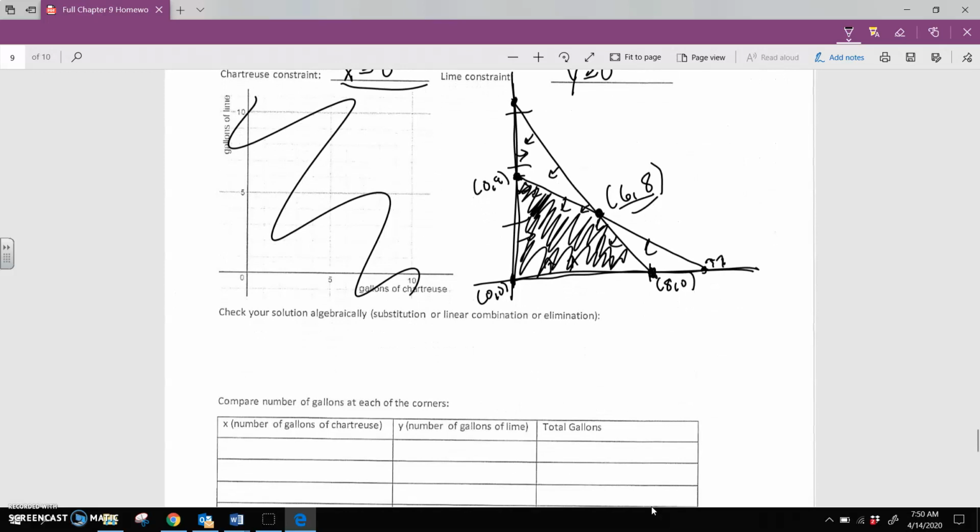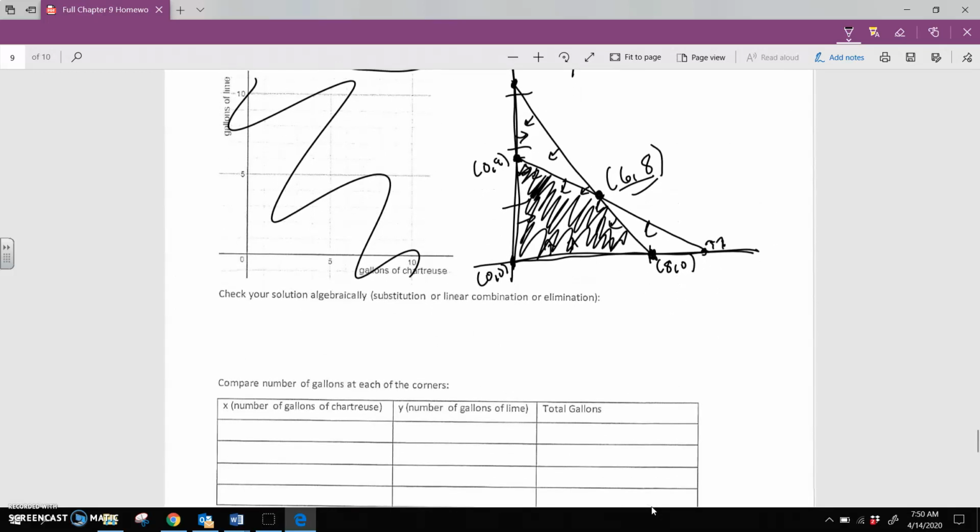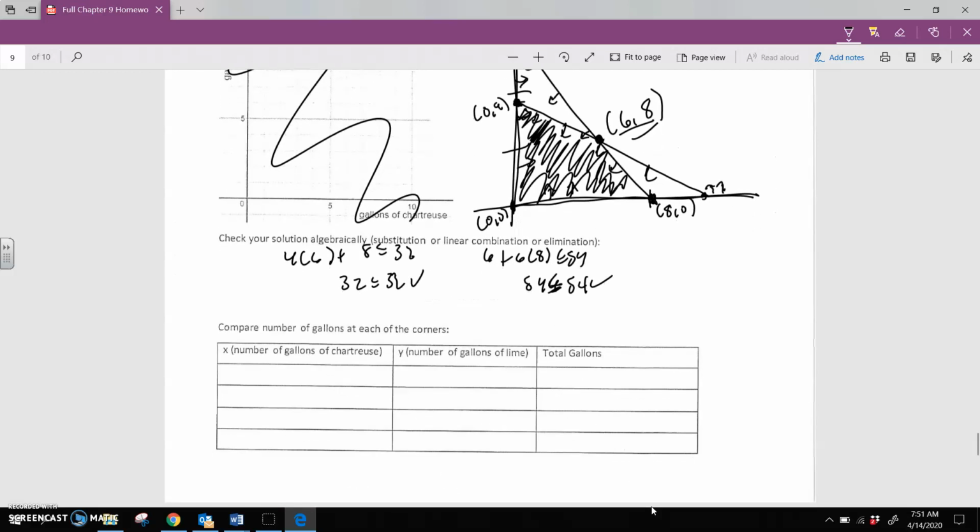Okay, so now when I go to do this, it does say check your solution algebraically, so I could plug 6, 8 into both equations. I had to get 4 times 6 plus 8 should be less than or equal to 32, and that gives me 32 is less than or equal to 32. You should get the exact amount, because it is when they're equal. So 6 plus 6 times 8 should be less than or equal to 54. Really, it should equal 54, and it does.